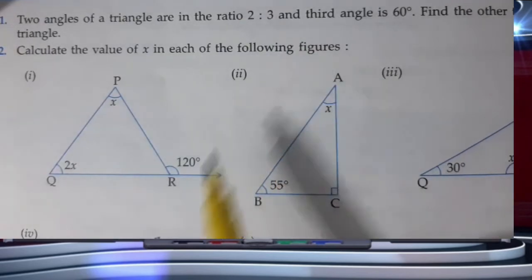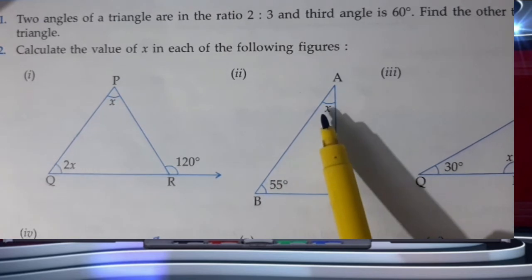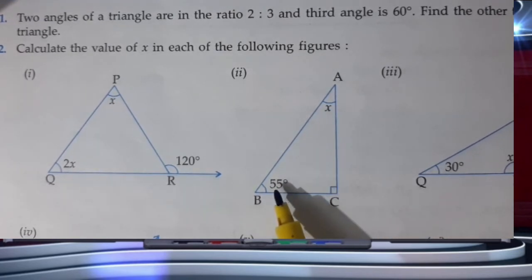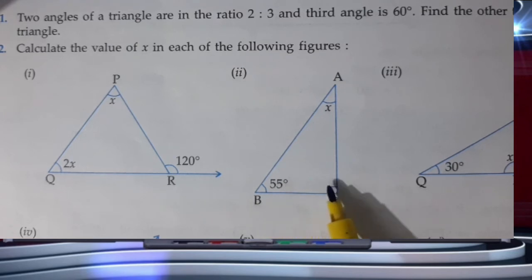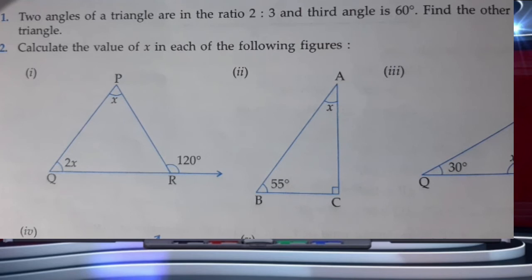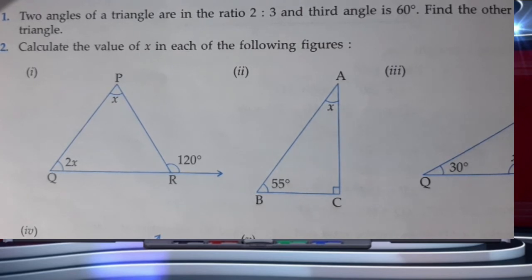Now come to part 2. Here you have to find out this x. So here you are given angle B as 55 degree, and for C you are given this sign. This sign means angle C is 90 degree. This is the sign of a right angle triangle. So angle B is given 55 and angle C is given 90. You have to find out angle A, that is angle x.